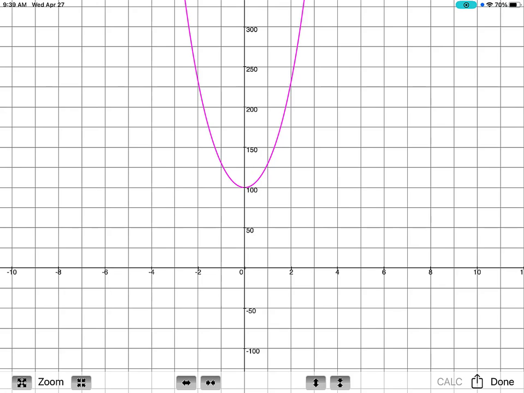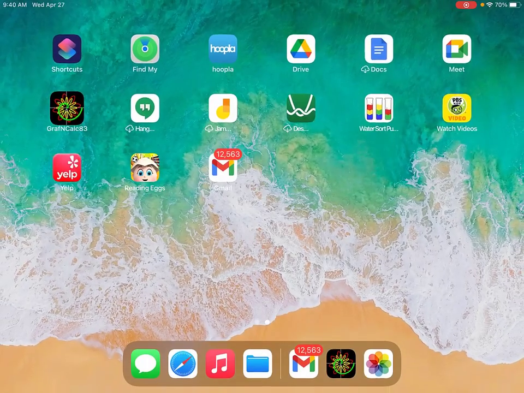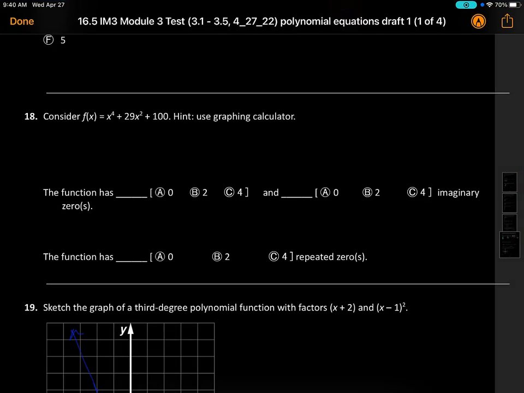Because that's what it says has, so let's go ahead and put that in there. So what do we got? This one should say real zeros. And the answer for this one would be 0, because it doesn't cross the x-axis.